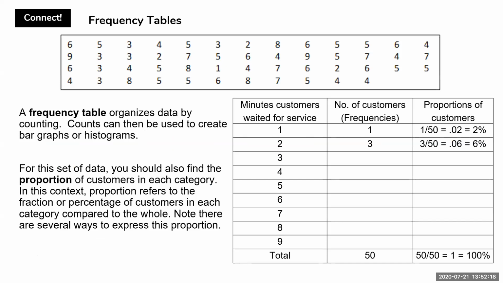We put it on the table: minutes customers waited, and then the frequency. The frequency refers to the number of times, and then we look at the proportion. So we take the number 1 and cross it out. 1 shows up once, so we put 1 right there. We look at 2: how many times does 2 show up in the data set? 2 shows up 3 times. So we cross out and do that.